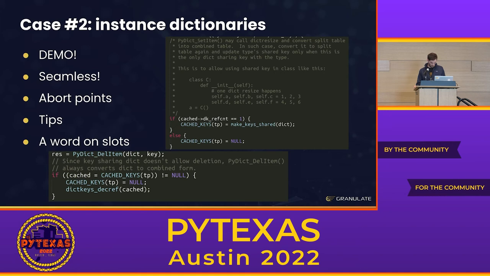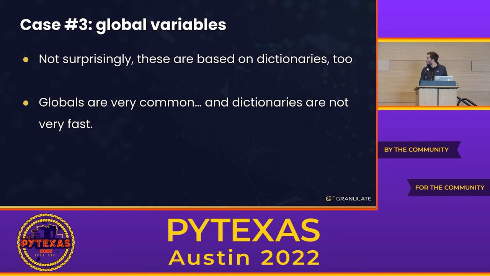Anyway, it's pretty cool, and slots are dead, in my opinion. Okay. So, one last example would be about global variables. So far, everything was about dictionaries, and the same would be here. Global variables are based on dictionaries.